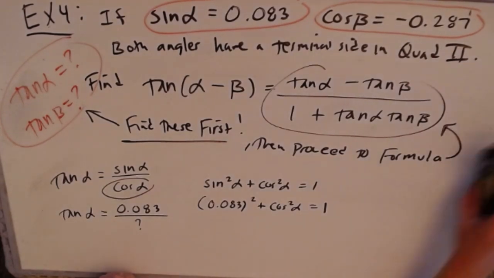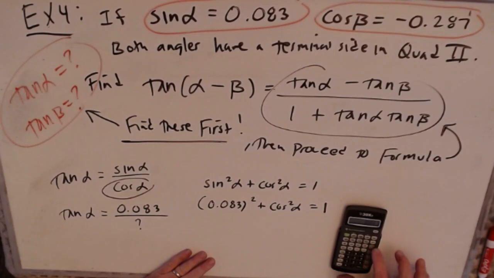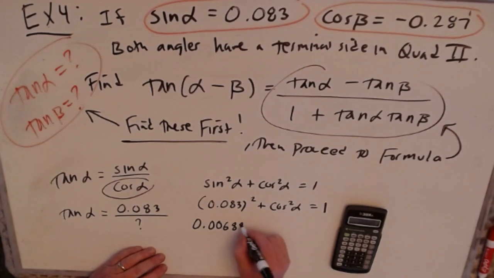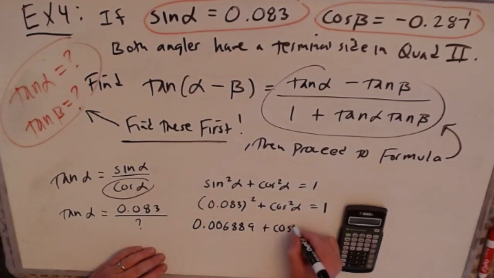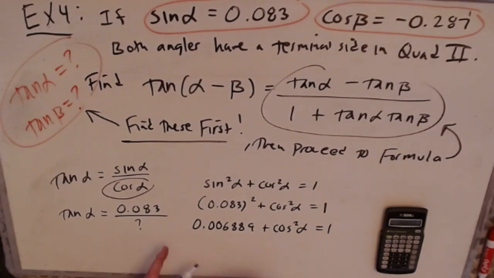Squaring this. It's a very small number, 83 thousandths. So when you square that, you're going to get a very small number: 0.006889. Plus cos squared equals 1. You're going to subtract. You know the story.